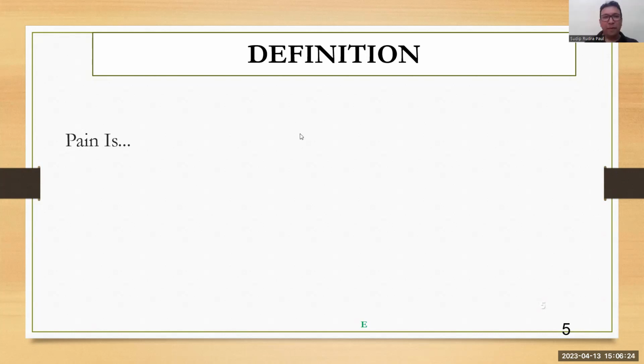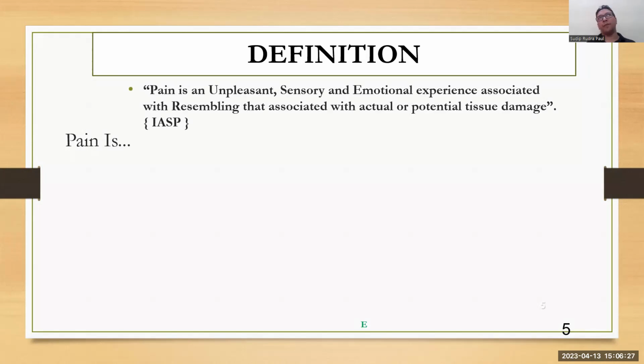Once more. According to the International Association for the Study of Pain, IASP, pain is an unpleasant sensory and emotional experience associated with, or resembling that associated with, actual or potential tissue damage. In palliative care, I think the introductory class has already covered that palliative care stands on four pillars: physical, psychological, social, and spiritual. So pain also has four aspects: physical, psychological, social, and spiritual. If the patient is suffering from pain in these different aspects, it hurts us.